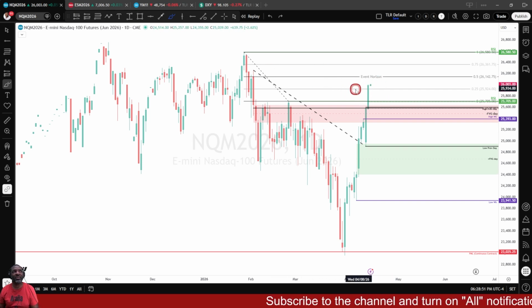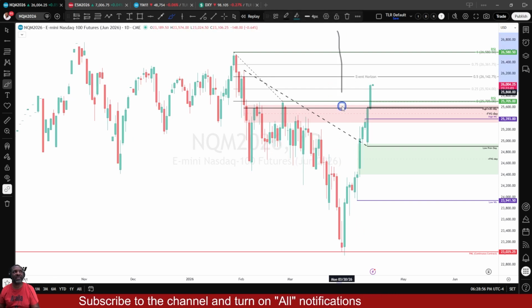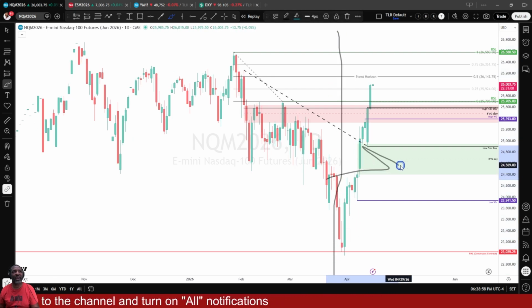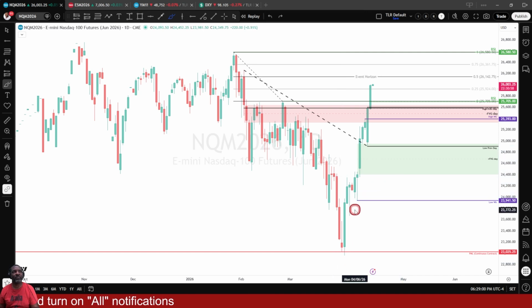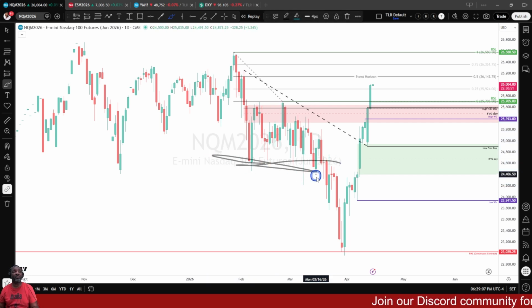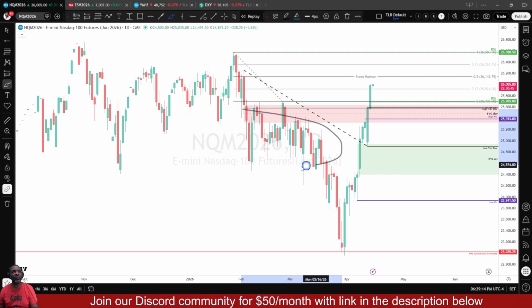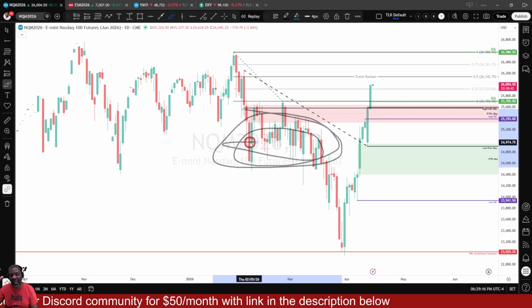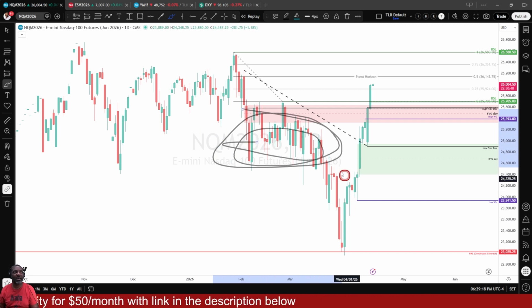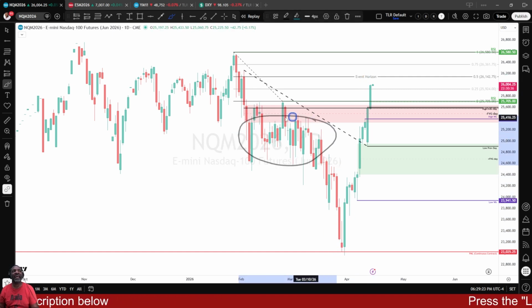Based off of the PD arrays that are present in price and understanding order flow and price delivery, we understand that we're on the right side of a market maker buy model, right? We are cutting through a balanced price range like it's butter. We were below the balanced price range and we sliced through it like it's butter. That's bullish. And now that we've sliced through it, we want to see this balanced price range act as support. Because we went below it and then cut through it, the algorithm is saying I am bullish.